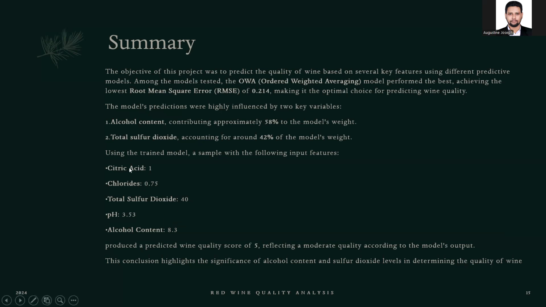Based on that, we are predicting the quality of the wine based on input variables. From the data set given, we use these values: citric acid 1, chloride 0.7, sulfur 40. We are not taking the pH value here. Alcohol content is 8.3, and based on these input variables, using our best prediction model, we predicted the wine quality to be 5, which is a good moderate wine quality. Thank you.